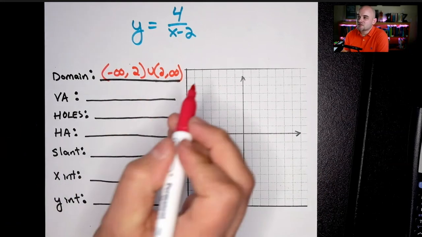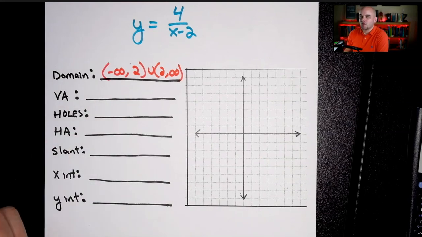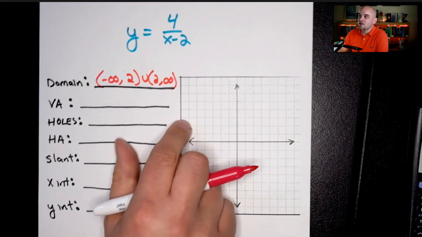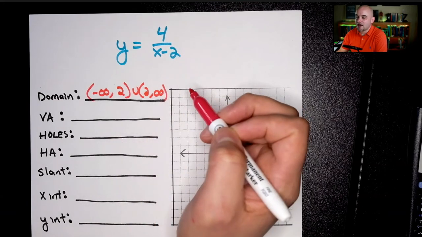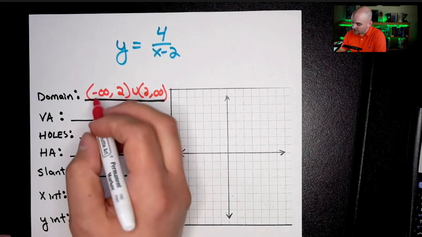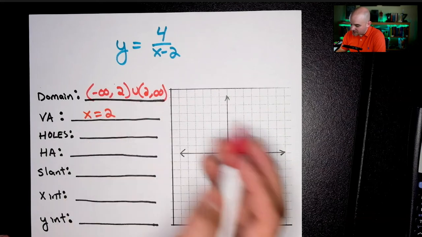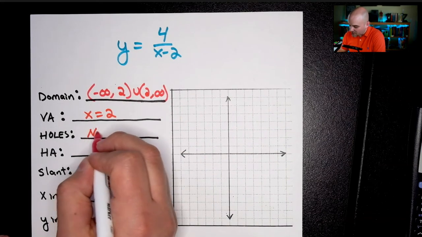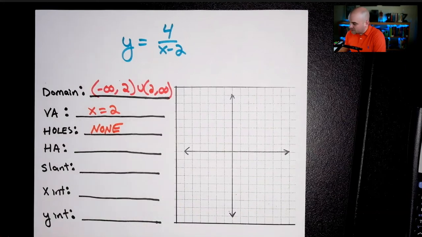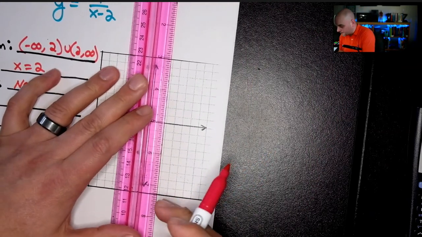Now, at 2, there's either a vertical asymptote or a hole, and we need to know which one it is. In this case, there's nothing canceling out here. That means there must be a vertical asymptote at x equals 2. And since there's nothing else giving us issues in the domain, there are no holes. So I'm going to go ahead and grab the ruler. You use a straight edge if you're in my class, whether it be a ruler or a folded piece of paper, and I'm going to draw the vertical asymptote.